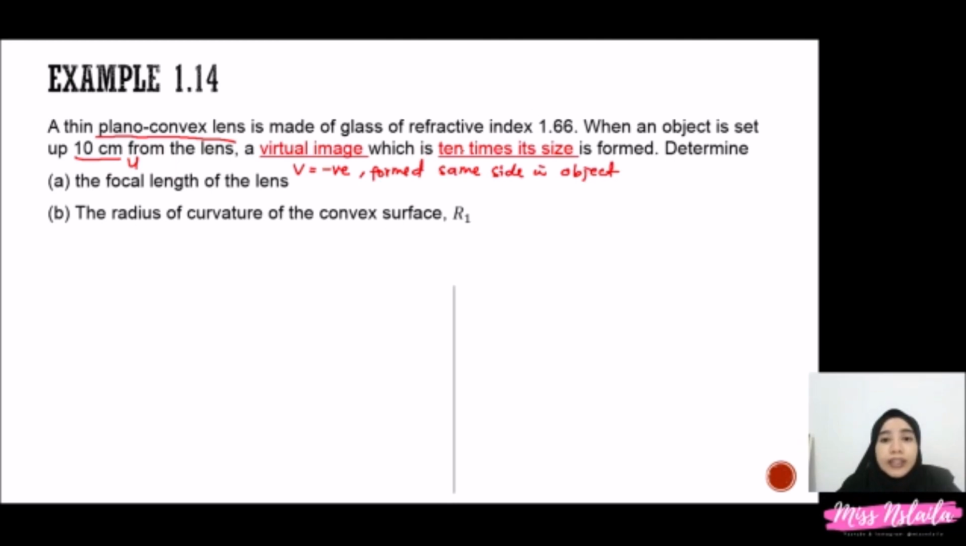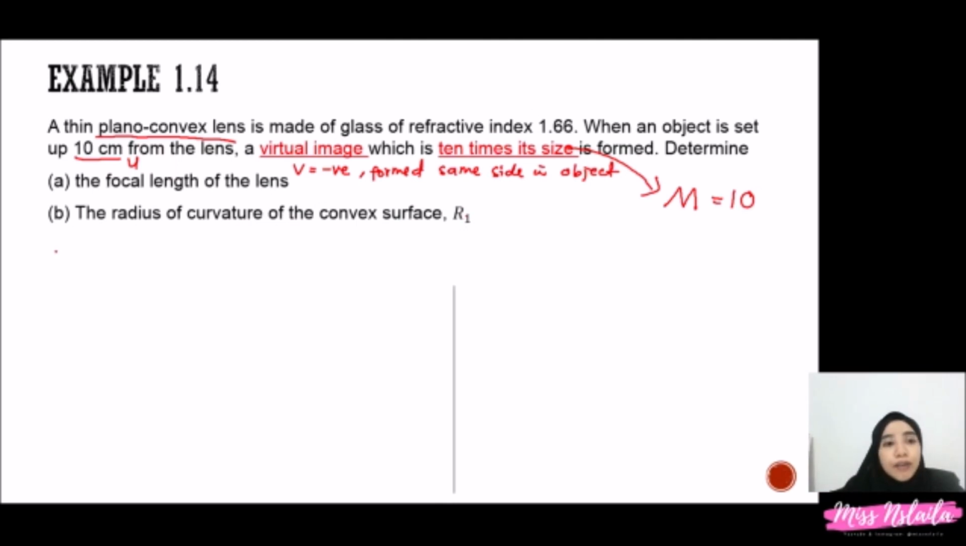Which is 10 times its size is formed. This one refers to the magnification. 10 times its size means that it is magnified 10 times. So M is equal to 10. Determine the focal length of the lens and the radius of curvature of the convex surface R1.